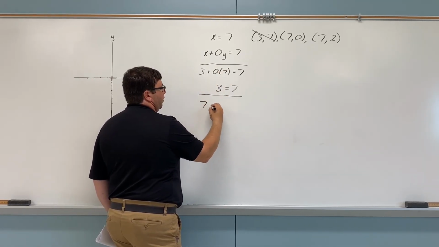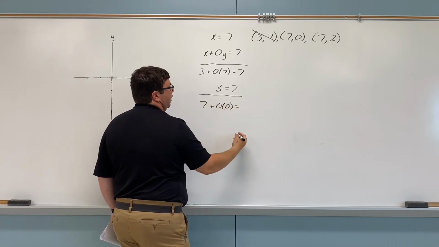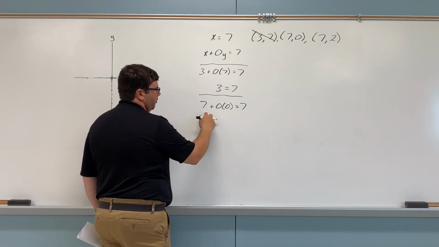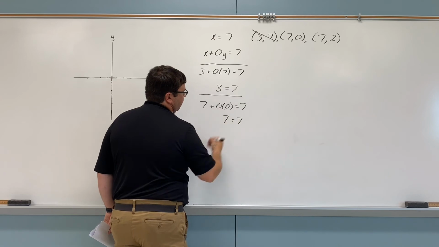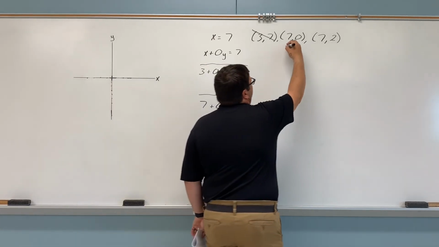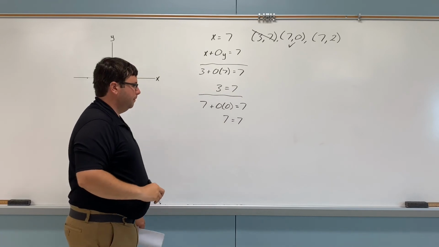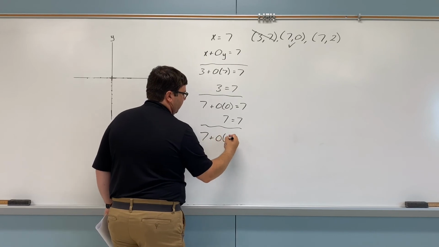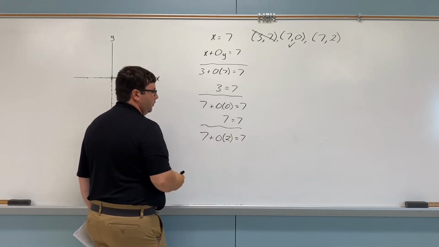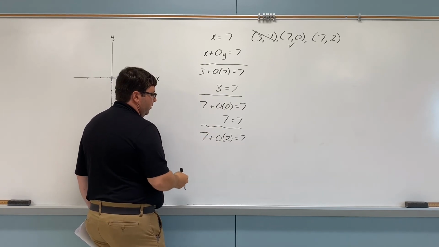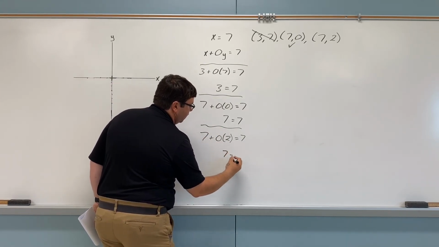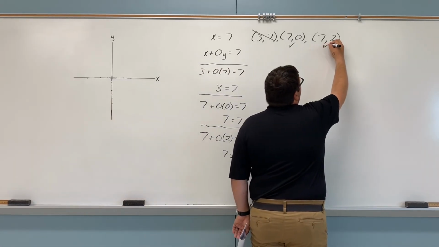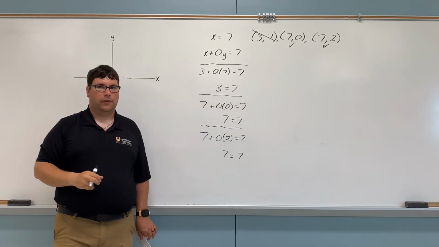I have 7 plus 0 times 0 is equal to 7. 0 times 0 is 0, plus 7 is 7. 7 equals 7. That is true. So that point works. Let's try the next one. I have 7 plus 0 times 2 is equal to 7. 0 times 2, 0. Plus 7 is 7 is equal to 7. So that also works. So that means that these 2 points are on the line.